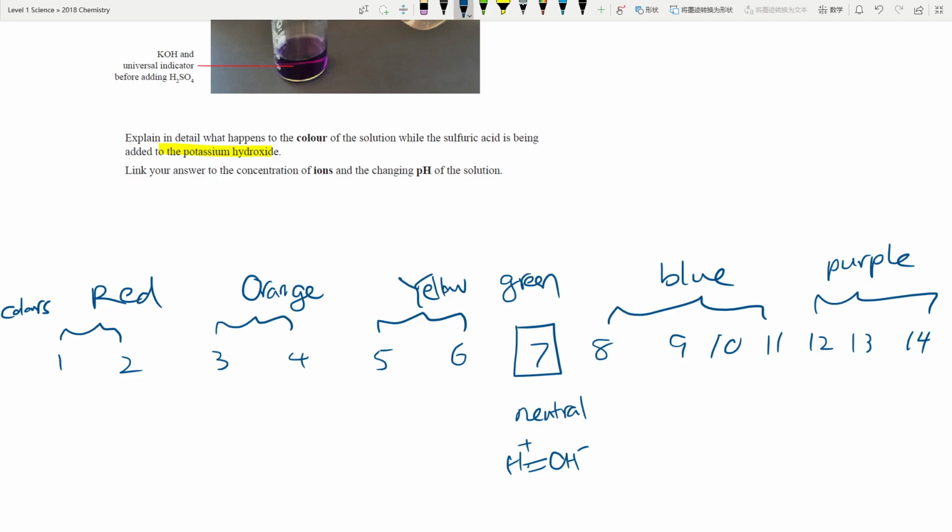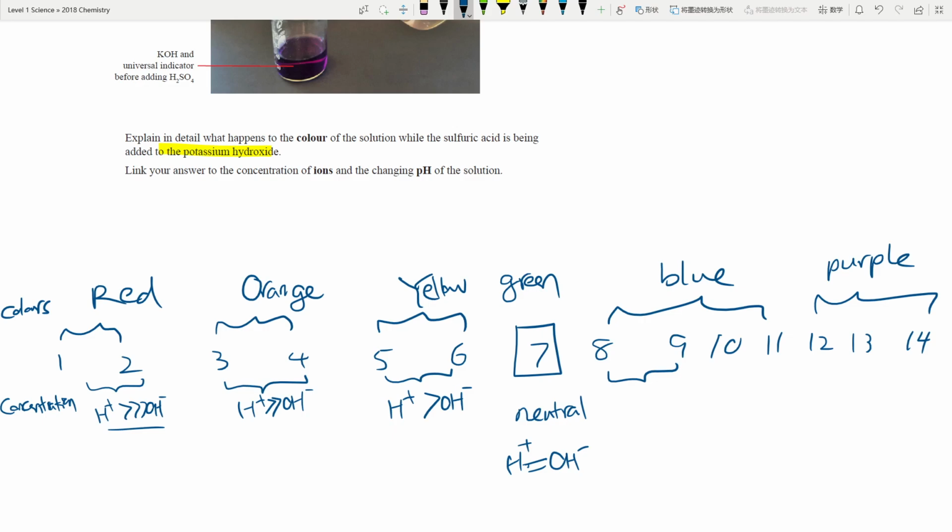Okay, and then for your concentration. When you have 1 and 2, you have a lot of H+ signs. When you have 3 and 4, you have more H+ signs, but less compared to what you had before. 5 and 6, you still have more H+ signs, but only a little bit more. But when you turn into a base, let's say from 8 to 11, you have a lot more OH- signs compared to your H+ signs. And then your 12 and 14, you have a lot of OH- signs compared to your H+ signs.